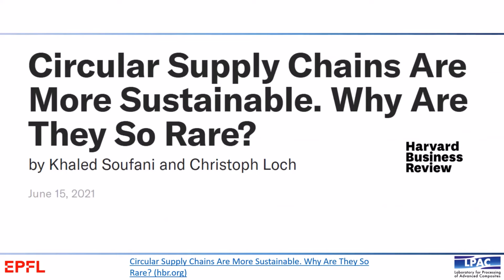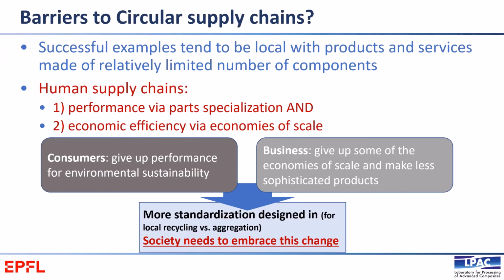So we talked about circularity and we talked about the circular economy. Well, the same professor at Cambridge wrote an article in the Harvard Business Review saying they're great, but why are they so rare? Why don't we see much circularity around us? Why is it so linear? Really interesting. The successful examples tend to be local, with products and services made of limited numbers of components. And it's because of our human supply chains.